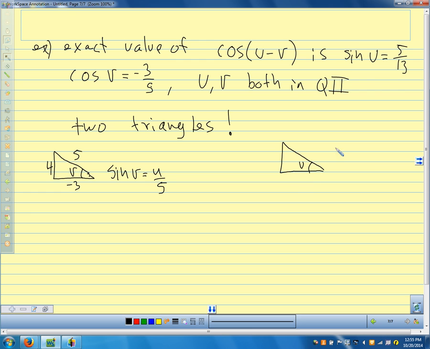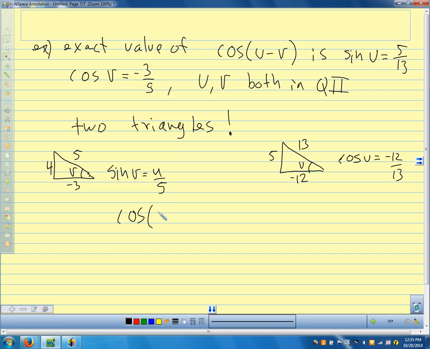And for the other triangle, this is my triangle for U. The sine is 5/13. And this is also a Pythagorean triple. This is -12. So the cosine of U is -12/13. And now I have all my pieces.